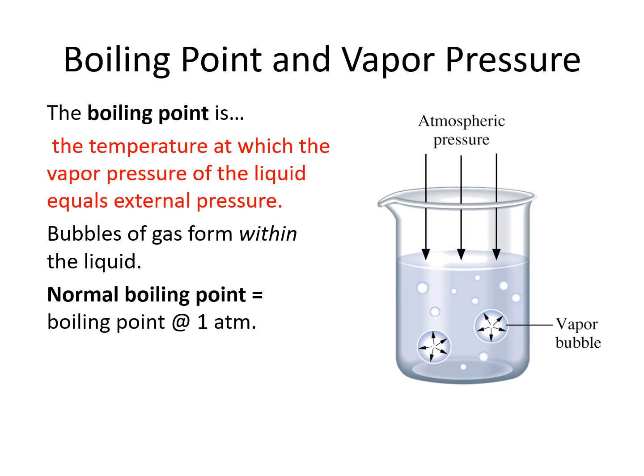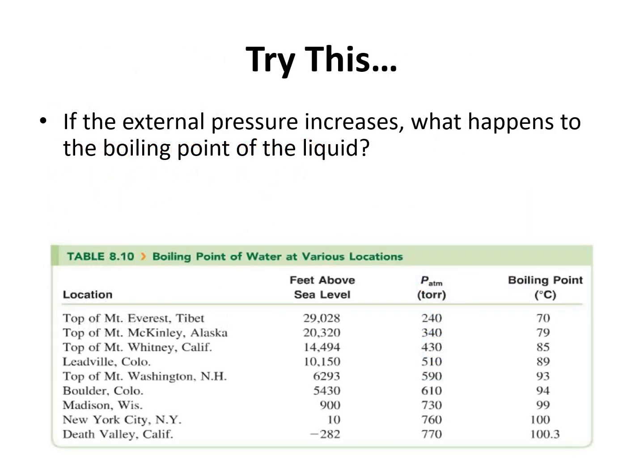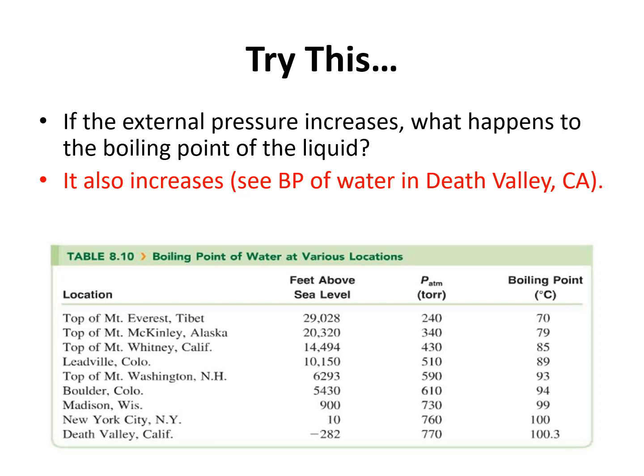And it just so happens that if you live at a higher elevation, you're experiencing lower than 1 atmosphere of external pressure. And so the boiling point that you measure is going to be a little bit lower than the normal boiling point. If external pressure increases, the boiling point will also increase. If the external pressure decreases, the boiling point will decrease. On this table, we can see the boiling point of water at many different external pressures.